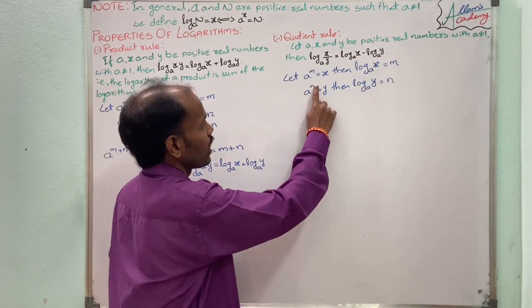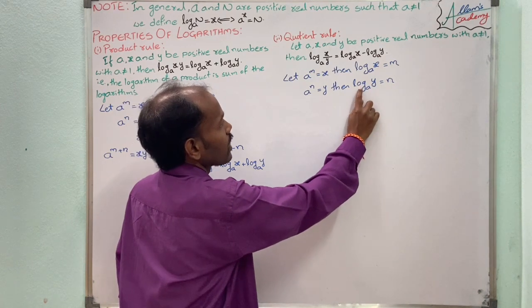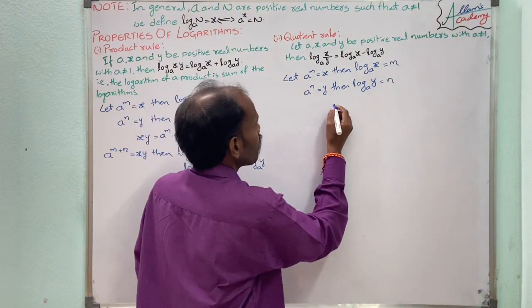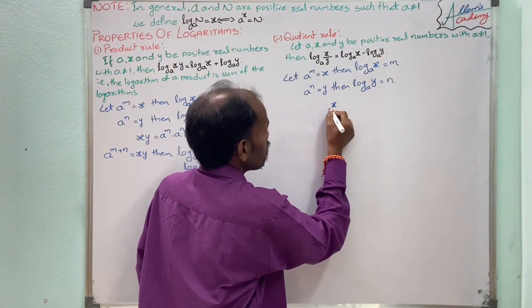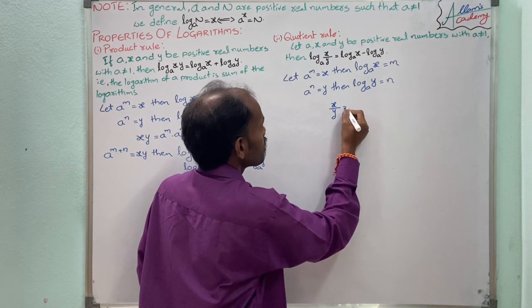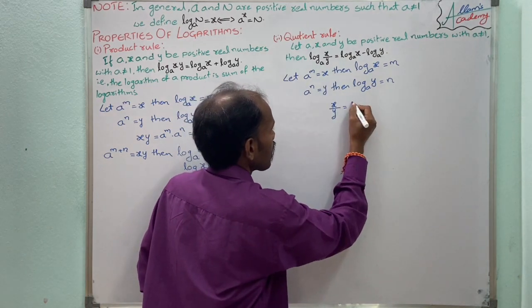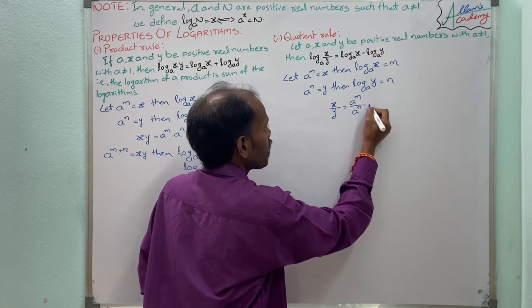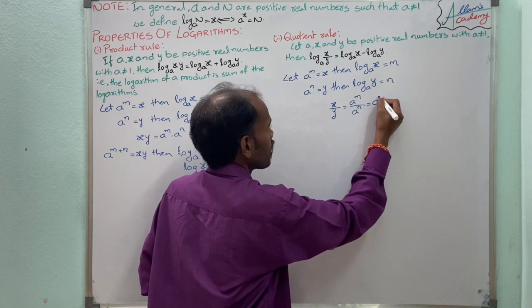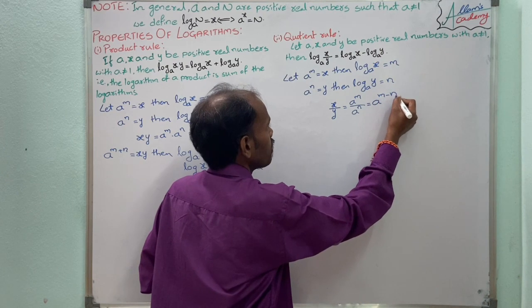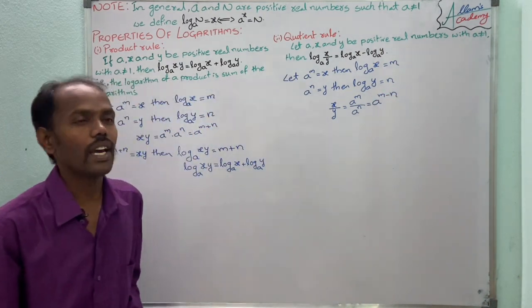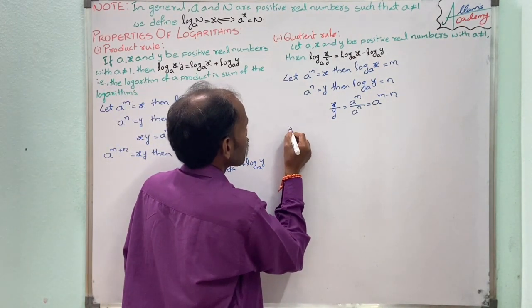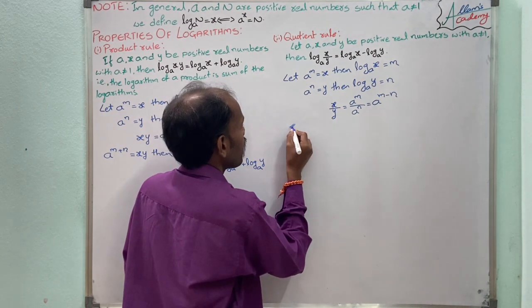If a power n equals y, then its logarithmic form is log y base a equals n. Now if we do x by y, division means a power m by a power n. A power m by a power n equals, by using the exponent law, a power m minus n.